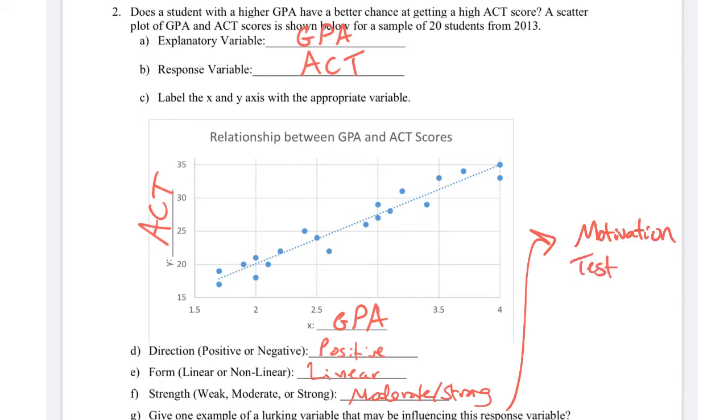We also might see test anxiety. That might be a thing in there. It could be whether or not a person got enough sleep the night before. So there's tons of factors that could be considered lurking variables that would have an influence on ACT scores, but they're not GPA.